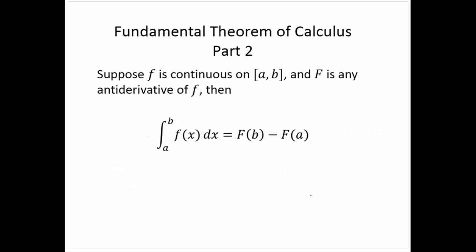And we also learned about the fundamental theorem of calculus, and that was broken into 2 parts. The second part says that if f is continuous on a closed interval ab, and big F is any antiderivative of f, then the integral from a to b of f of x dx is big F evaluated at b minus big F evaluated at a. So this gives us a way of calculating the definite integral of a function using its antiderivative.